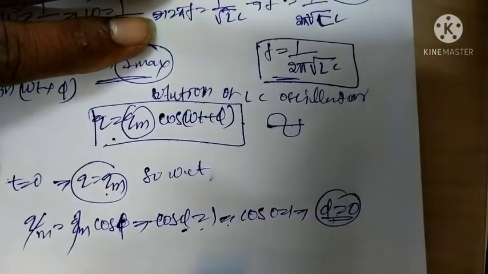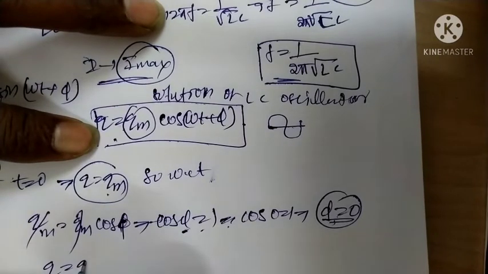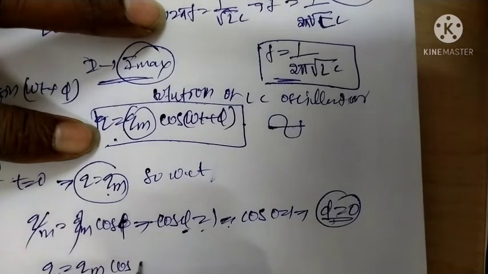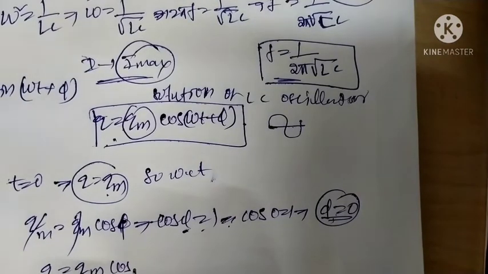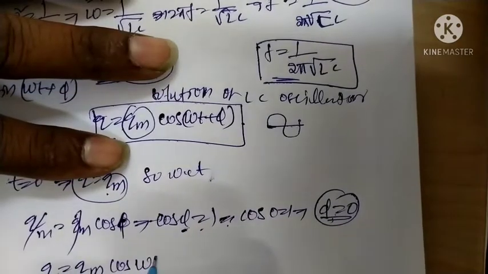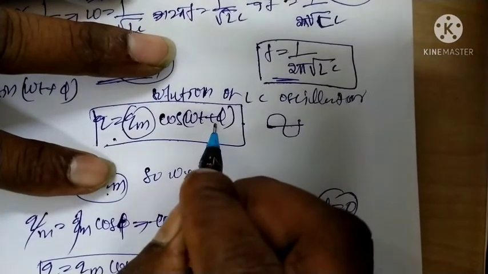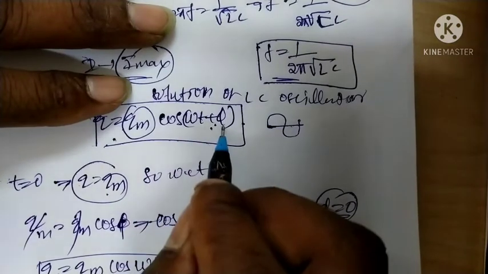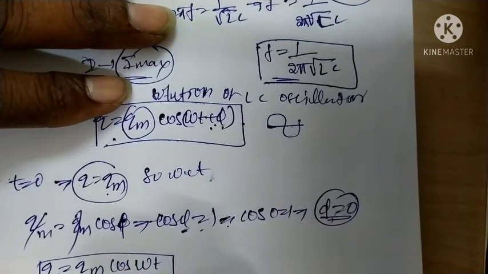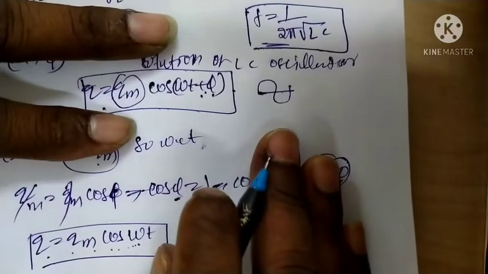With this value substituted in the formula, the phase difference is 0 in the initial case. Here phi is equal to 0, and substituting this value in the equation, we get q is equal to Qm cos omega t. Now we can write it in the form of current.